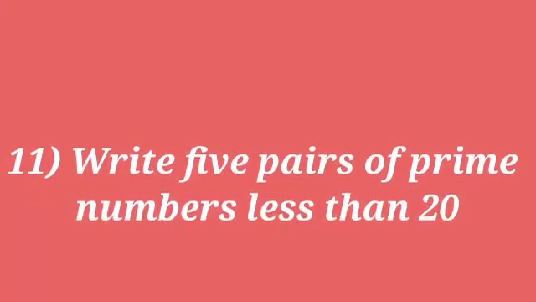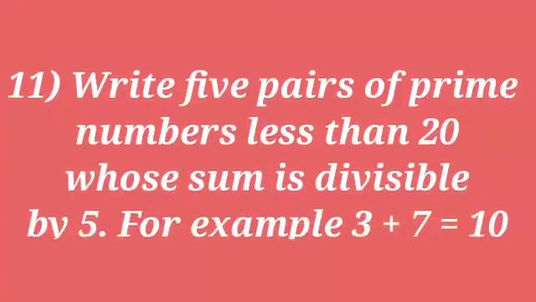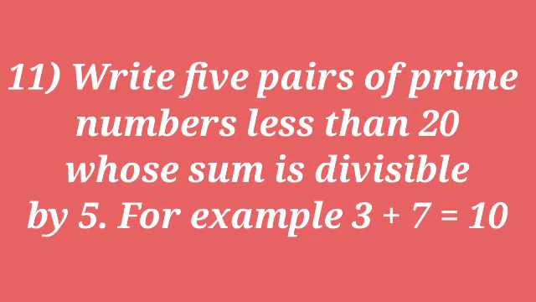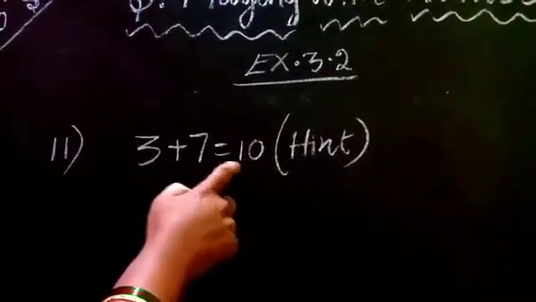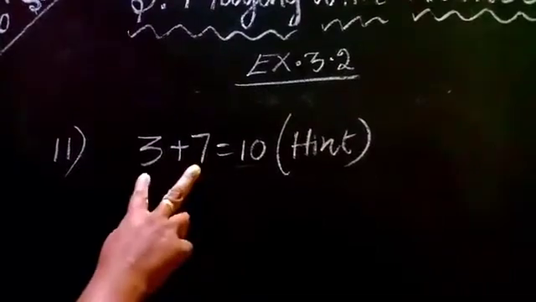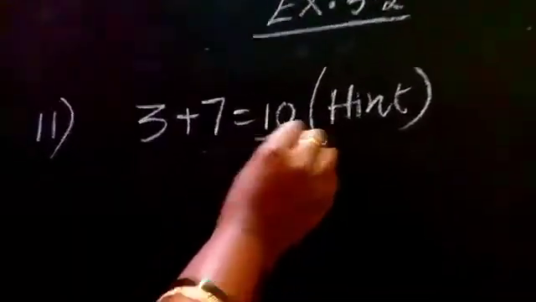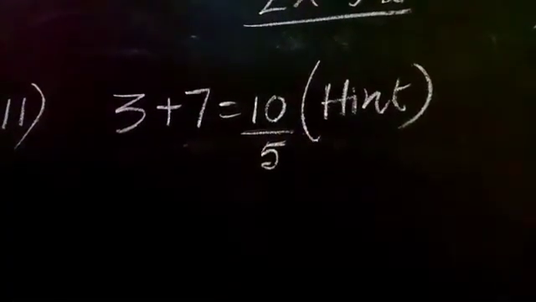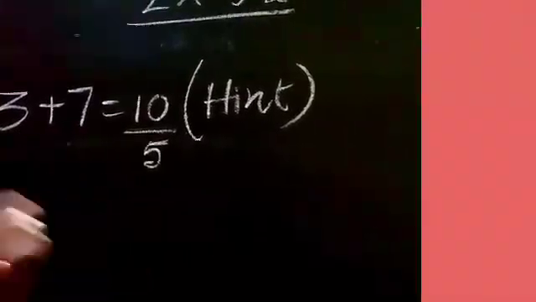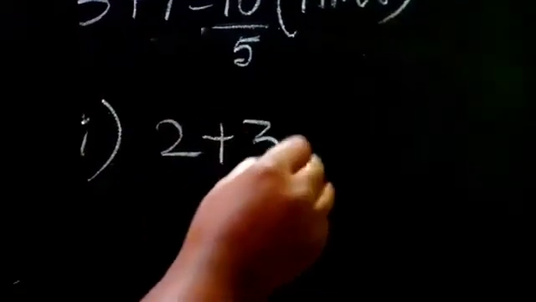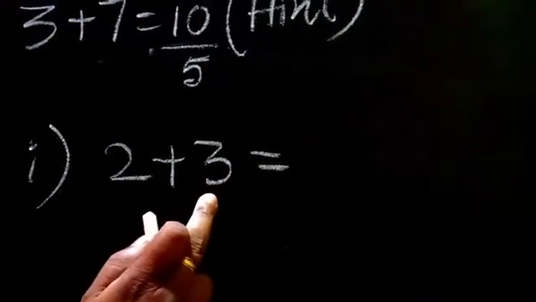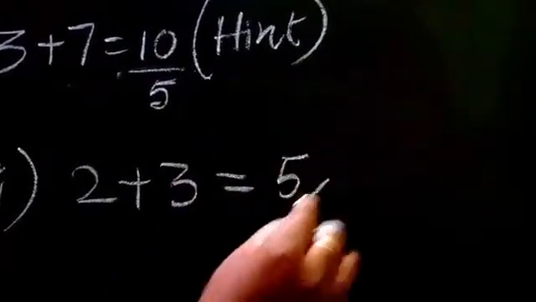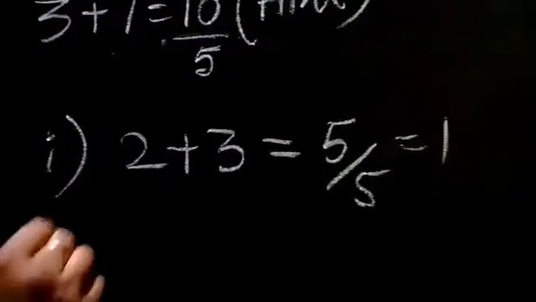The 11th question is, write 5 pairs of prime numbers less than 20 whose sum is divisible by 5. For example, 3 plus 7 is 10. 3 and 7 are prime numbers. When we add 2 prime numbers, we are getting 10. 10 can be divisible by 5. So they have given the hint. Keeping the hint, we have to write 5 pairs like this. First pair is 2 plus 3. 2 is a prime number, 3 is also a prime number. So I am getting 5. 5 can be divisible by 5 one time.